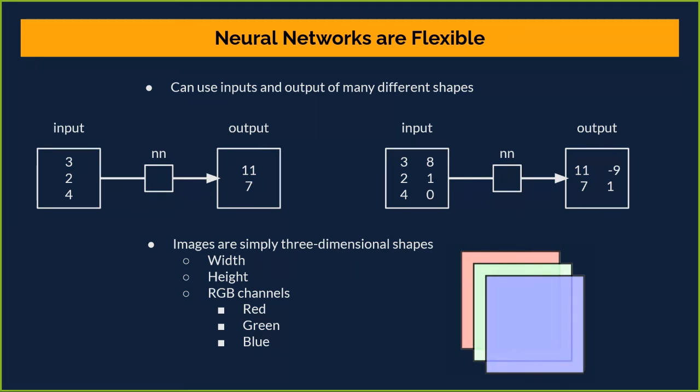Now, when we keep this in mind, we can realize that images are basically just three-dimensional matrices. They have a width, they have a height, and then they have a depth of 3, one for each color channel: the red, the green, and the blue channel. And so we can feed images into neural networks and get images out of neural networks as the output.